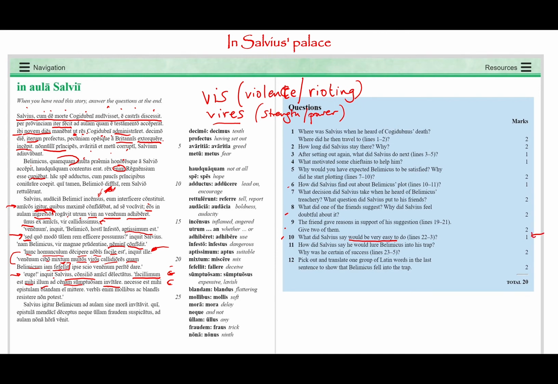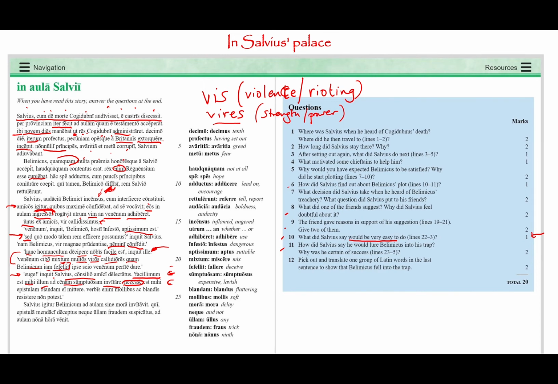Doesn't need any more than that. Nearly there. Question 11. How did Salvius say he would lure Bellimicus into his trap, and why was he certain of success? Lines 23 and 5. How did he say he would lure him in? Again, trigger point, you're going to get fed up with me saying this, but necesse est, this is the obligation he's now under to execute the plan.